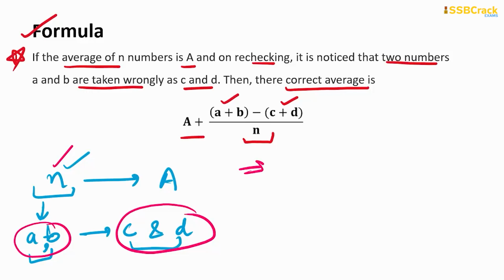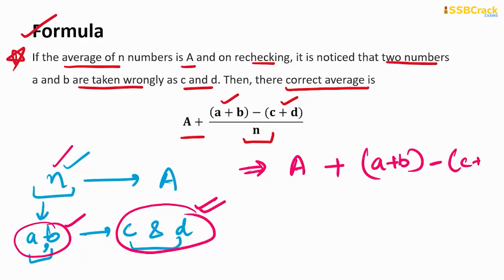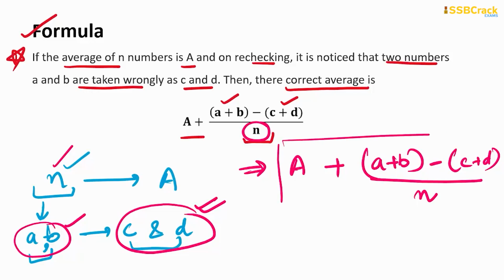So here this average will be A plus. Firstly we are adding the correct numbers, that is A plus B. So A plus B we are adding, then we are subtracting the wrong numbers, that is C plus D. Right? Then we are dividing it by n, that is the total number, so that we can find the average, because we know that the average is equal to sum upon total. So it will be n here, and by solving we can easily get the new average.